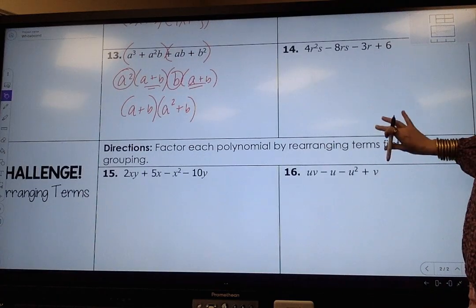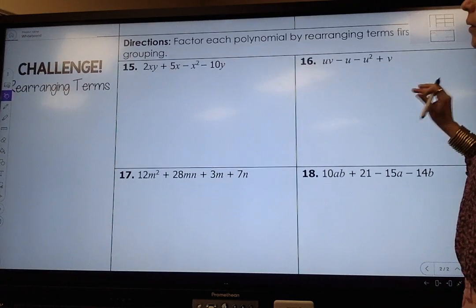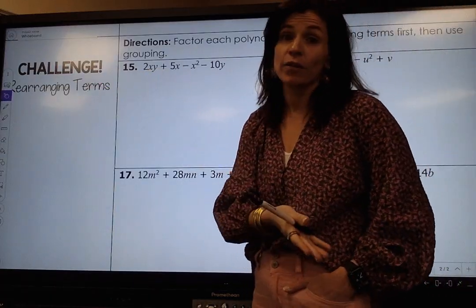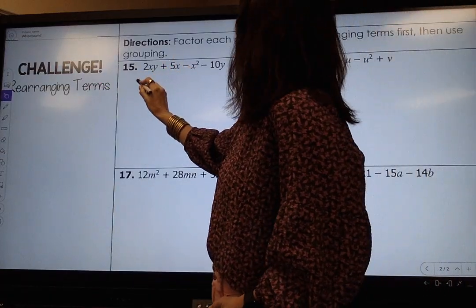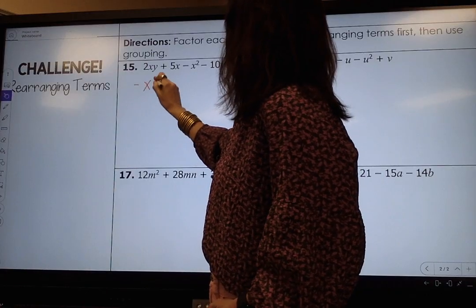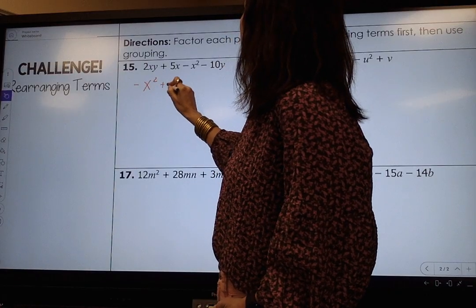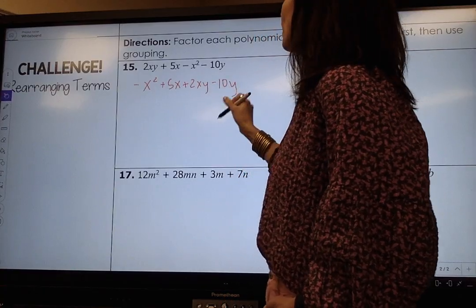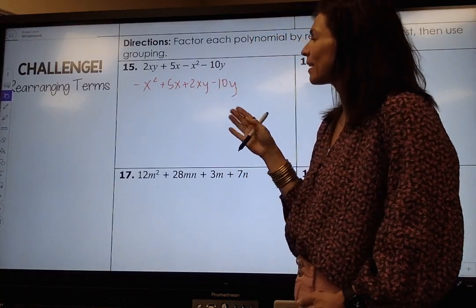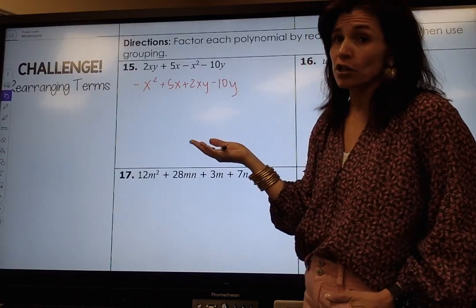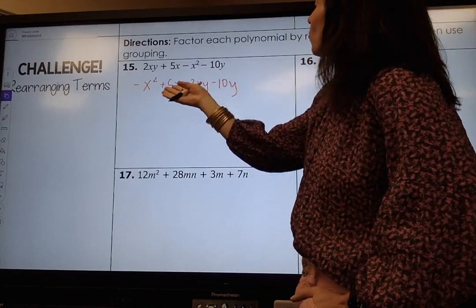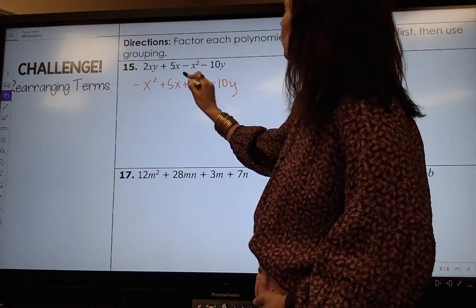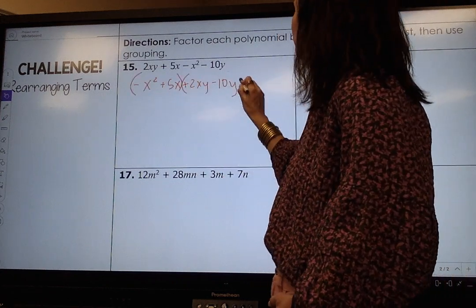Okay, now, remember, you always want to look to see, are these in greatest degree? And they're not, so I'm going to rearrange. And I have negative x squared plus 5x plus 2xy minus 10y. So now they're in greatest degree last. I do want to check, do I have a GCF? And I don't. So there's 4 terms, so the only method I can use here is grouping.